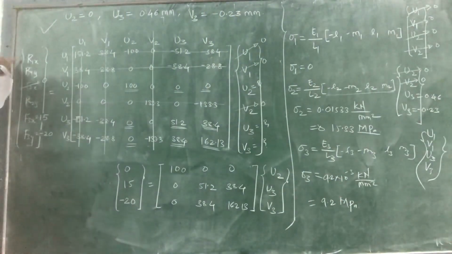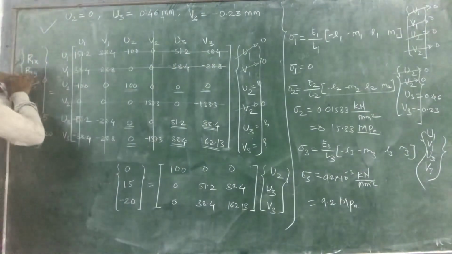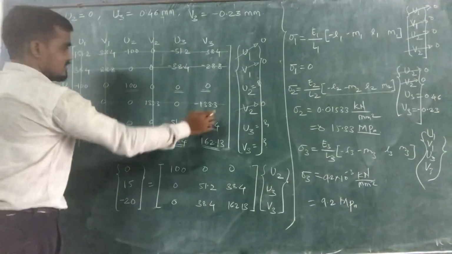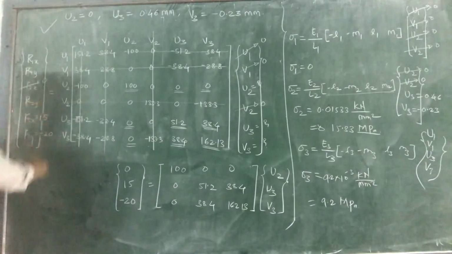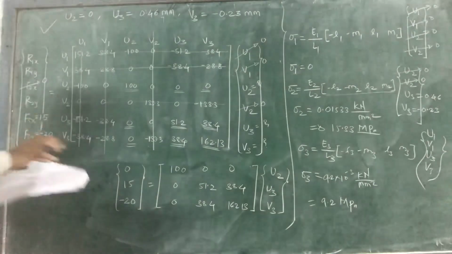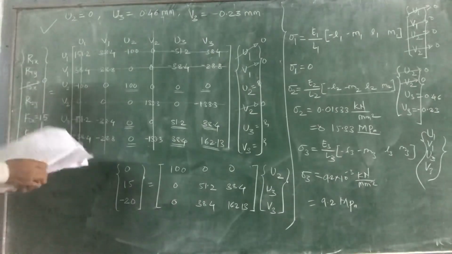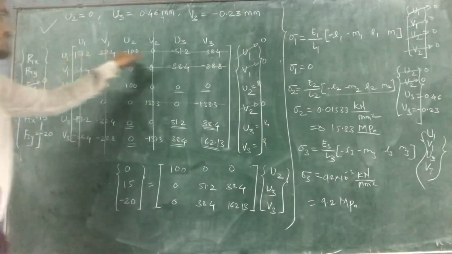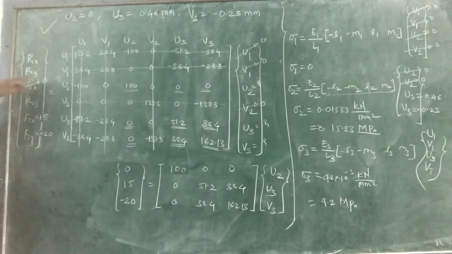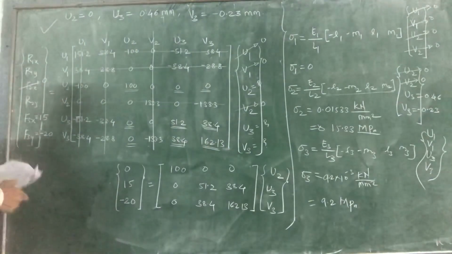And finally, reactions. To find R1x, use the first equation. To find R1y, use the second equation, and to find R2y, use the third equation. By using these three equations, you will get these three values, and I will give you the answer only. You try to solve these three equations. You just need to multiply the first row into this column and you will get R1x. Similarly, if you multiply the second row with the column, because all these values are known, you will get the second value.